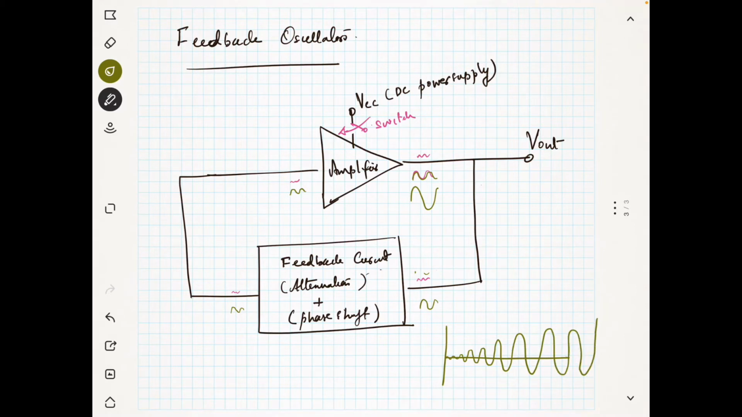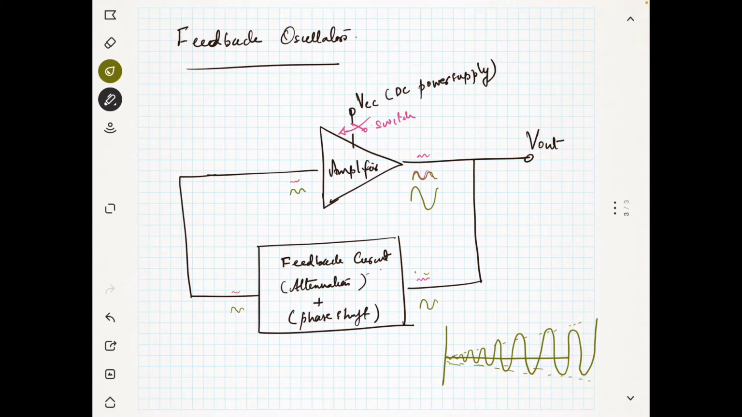But there is a problem with this. You can see that it is increasing exponentially, so we need some control mechanism for controlling it. Anyway, we will discuss that later. So this is the basic structure of the oscillator: it contains an amplifier and a feedback circuit with some attenuation and a phase shift.